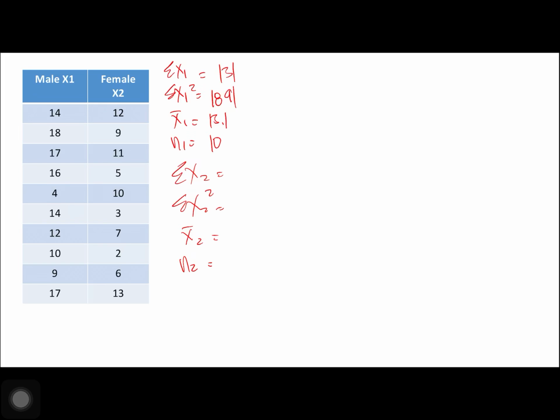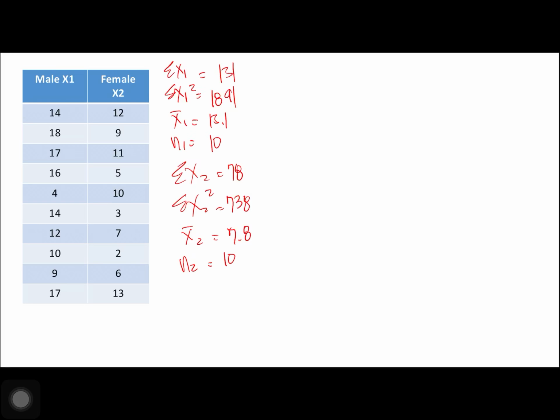For group 2, we have there 12, 9, 11, 5, 10, 3, 7, 2, 6, 13. Okay, let me check. 12, 9, 11, 5, 10, 3, 7, 2, 6, 13. Okay? We have here 78, 738, 7.8, and 10. Okay?